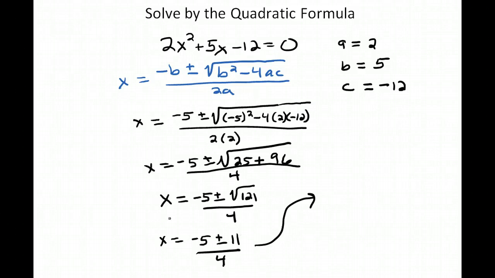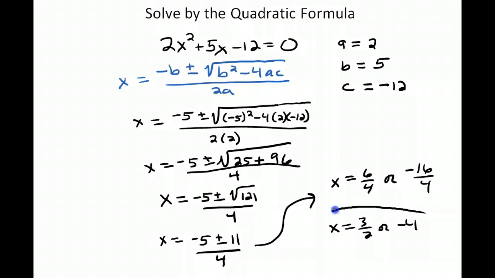Alright, when I get down to this point, I again need to come up with my two answers. X equals negative 5 plus 11, which is 6, so that's 6 over 4, or negative 5 minus 11, which is negative 16 over 4, so my final answer is x equals 3/2 or negative 4. This is the same answer that I got when I did it by factoring and when I did it by completing the square.